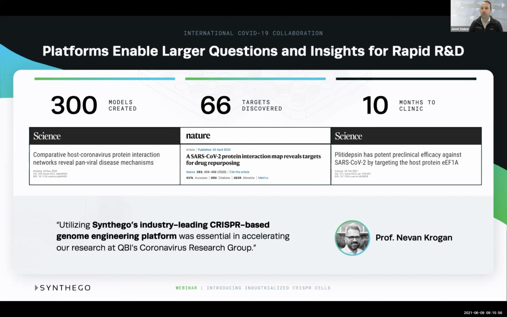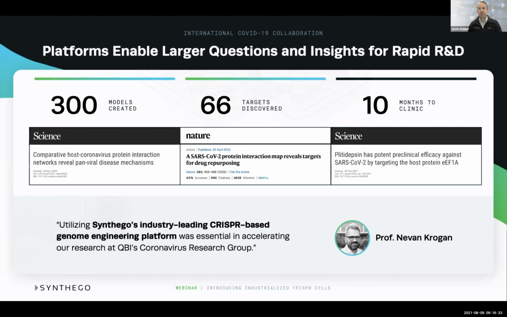These models were then used in further studies as the basis for identifying 66 putative targets and eventually having a candidate in the clinic within 10 months. So there were publications associated with each of these steps. But really, this is the meaningful application of the type of translational scale that can be enabled and the types of questions and challenges that can be addressed through the ability to do highly predictable, highly scalable CRISPR-based genome engineering.